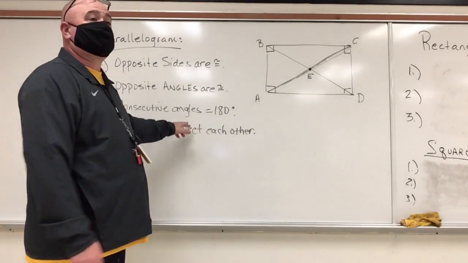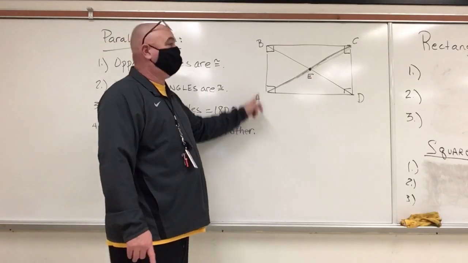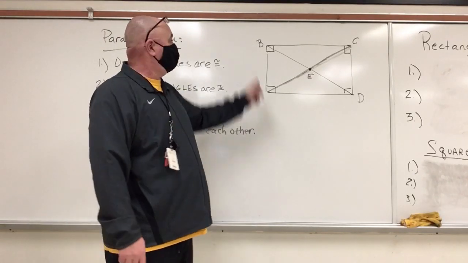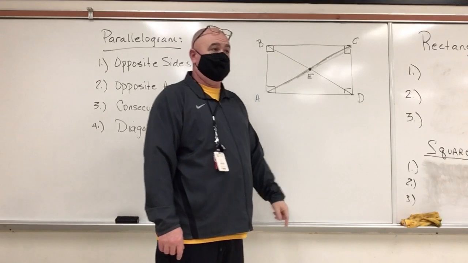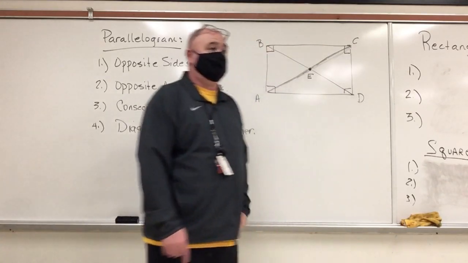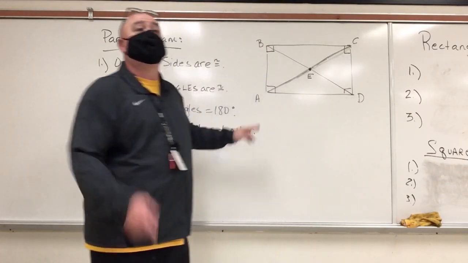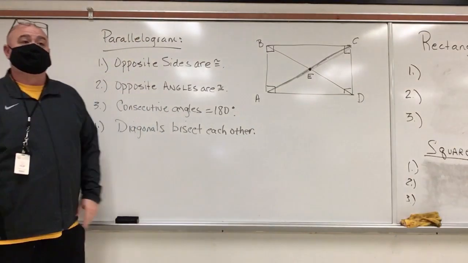Now, they got to be supplementary though. So if I add A plus B, I get 180. If I add B plus C, I get 180. If I add C plus D, I get 180. And if I add D plus A, I get 180. Okay? That's the third characteristic.